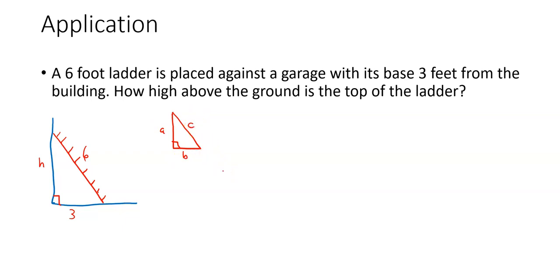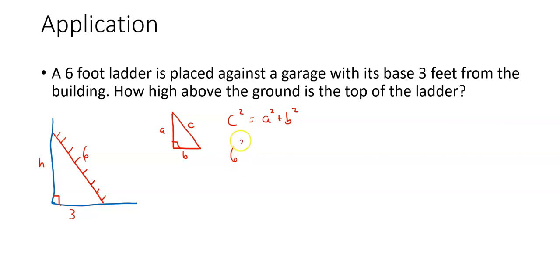The hypotenuse is always the longest side of a right triangle. It's also the side that's opposite the right angle. So the formula is A squared plus B squared equals C squared, or C squared equals A squared plus B squared. That's the Pythagorean theorem. Let's fill in the numbers.